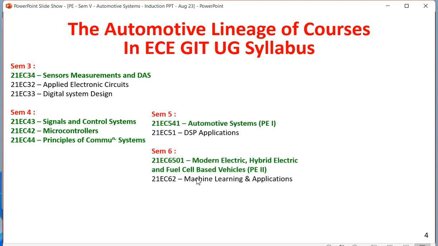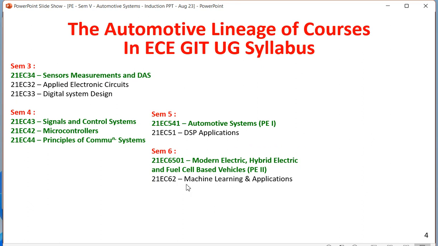Now whenever we are in the 5th sem, we have to do this course, that is automotive systems, which is PE1. And with this subject in the 6th semester, we have the course called modern electric, hybrid electric and fuel cell based vehicle. So if you take automotive systems as PE1, you can take modern electric, hybrid electric and fuel cell based vehicle as PE2. That will be the lineage. And there is a subject called DSP applications, so you can find its application in automotive systems as well.